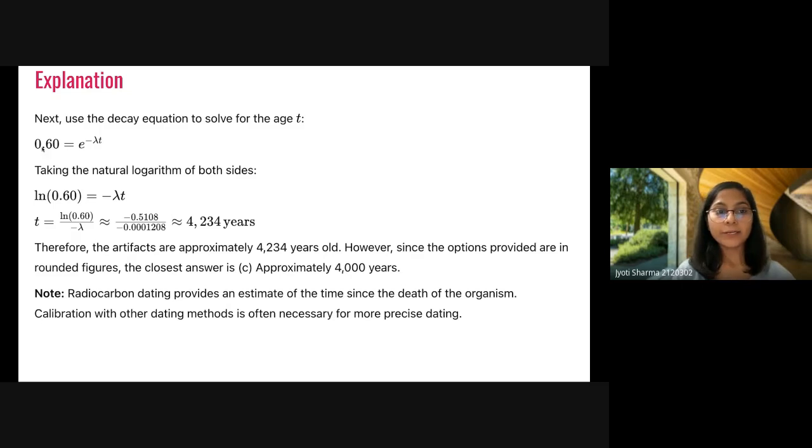So we have calculated this N upon N naught. This was 0.60, which is equal to e raised to power minus lambda t, and this is how we can calculate the t, and this t will be 4234 years. Okay, so this is how, based on this radiocarbon dating, we can estimate the death of the organism and from where the carbon 14 has started to decay.